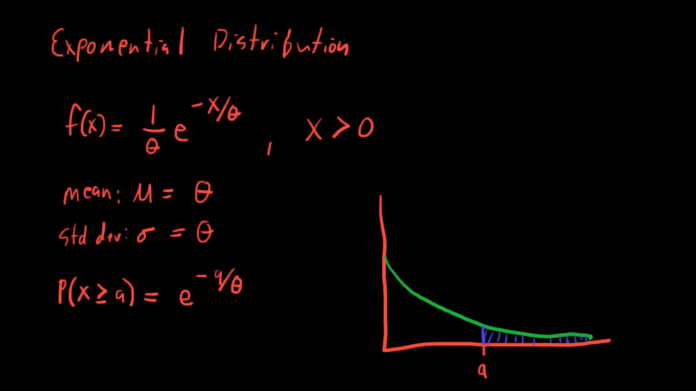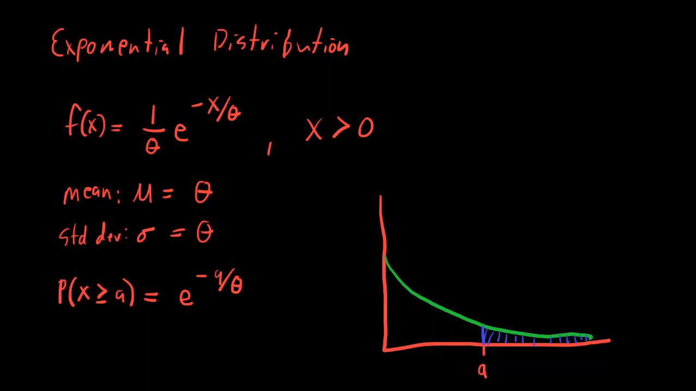The second distribution that we're going to cover is called the exponential probability distribution. This probability distribution has the form of 1 over theta times e to the negative x divided by theta for its probability distribution, where x has to be greater than 0. And the mean and the standard deviation for this distribution are both the same. There's that theta value, the parameter that we're using to define our exponential distribution.